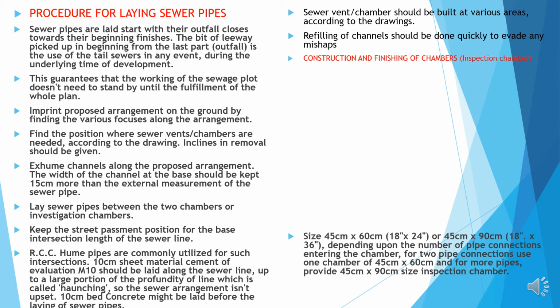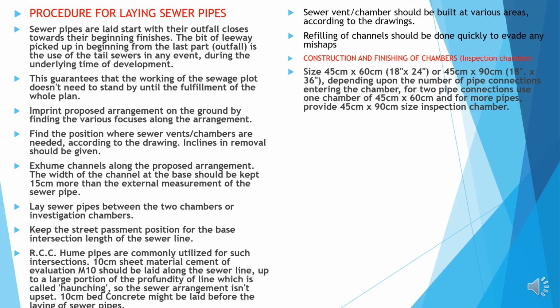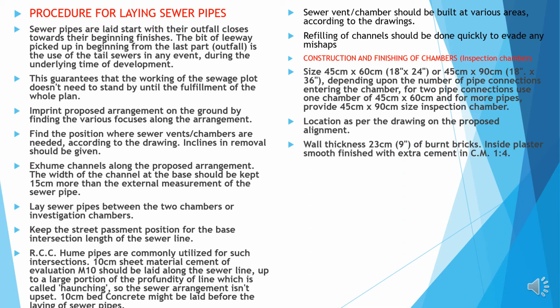Construction and finishing of chambers. 45 by 60 centimeter or 45 by 90 centimeter depending upon the number of pipes connecting and entering the chamber. For two pipe connections, one chamber of 45 by 60 centimeter, and for more pipes provide 45 by 90 centimeter inspection chambers. Location as per the drawing or as per the proposed alignment.